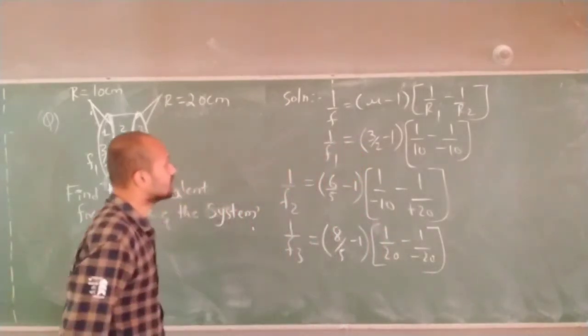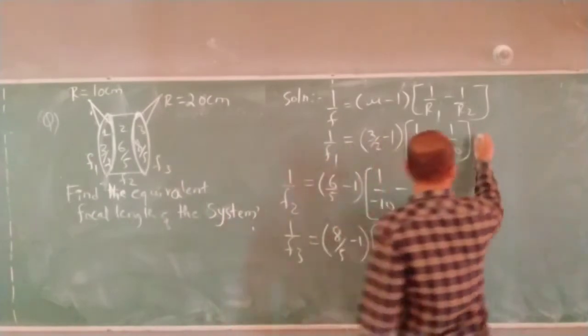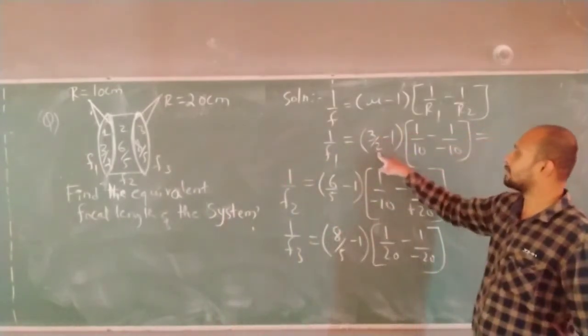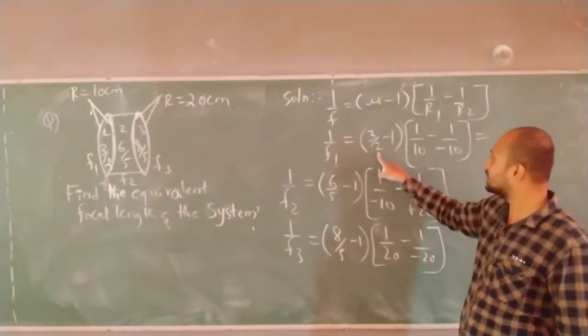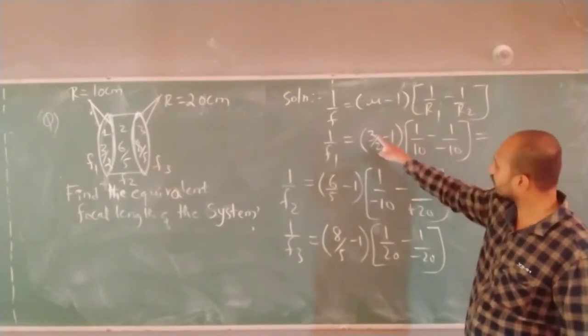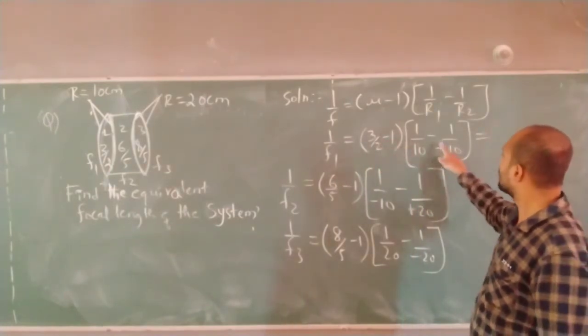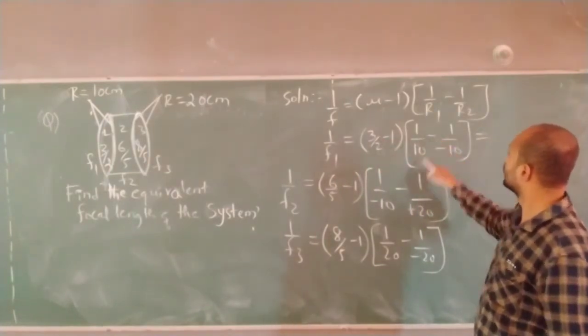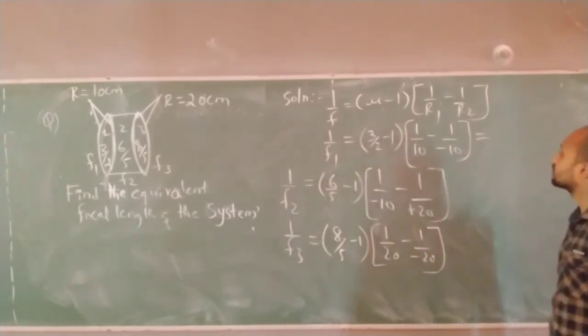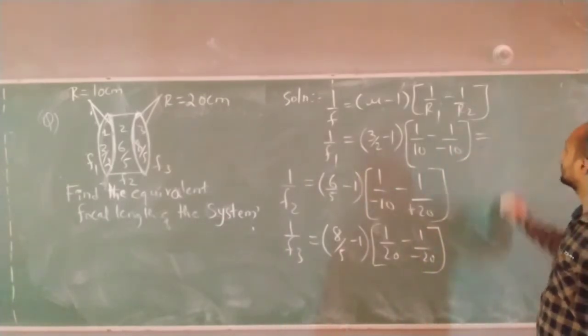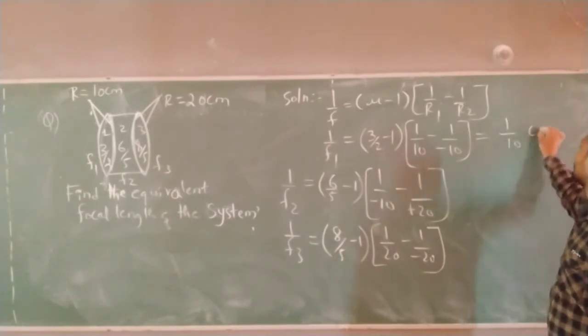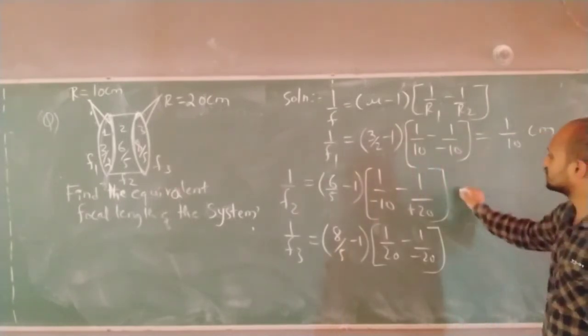Got it? Now solve for this. This will become 1 by 2. Sorry, this is not 1 by 2. Correct, it is 1 by 2, and this will become 1 by 2 plus 2 by 10. So this is going to become 1 by 10 centimeters. Correct? Let us calculate this one.